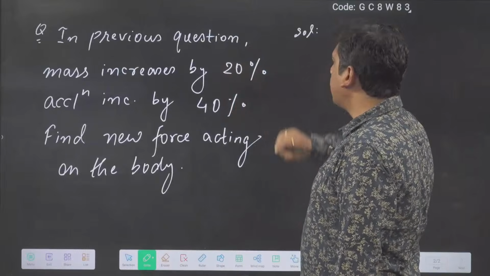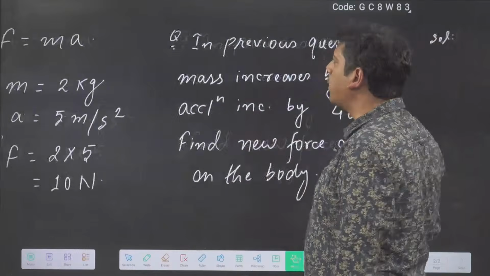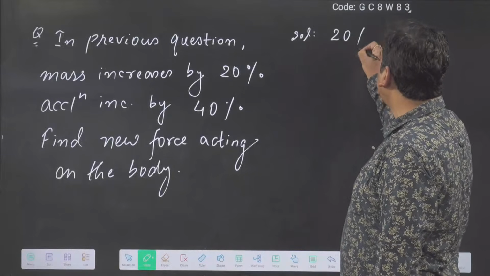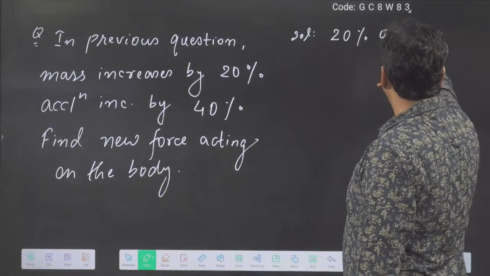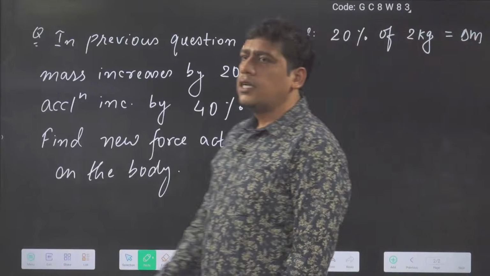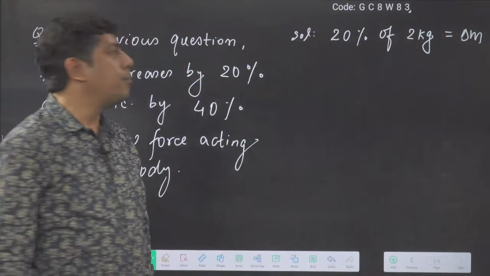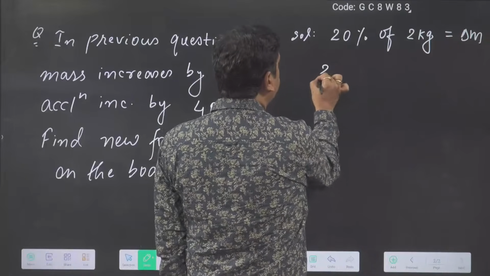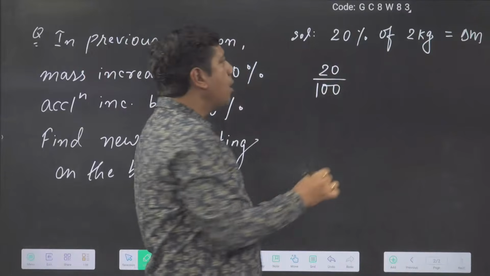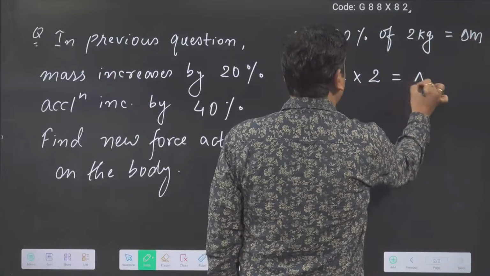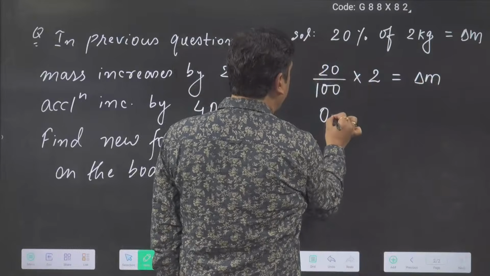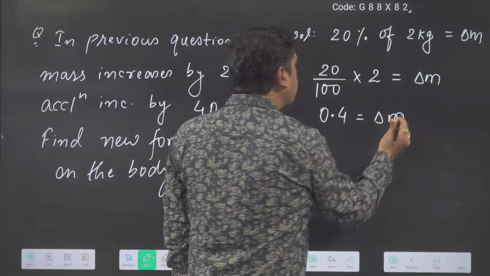mass increased by 20%. What was the mass earlier? 2 kg. So understand how to calculate percentage. 20% of 2 kg is our increase in mass. How to calculate this? So simple, 20% divided by 100, multiplied by 2 kg. This is how much the mass has increased. If you calculate, it will come 0.4. So this much mass has increased.